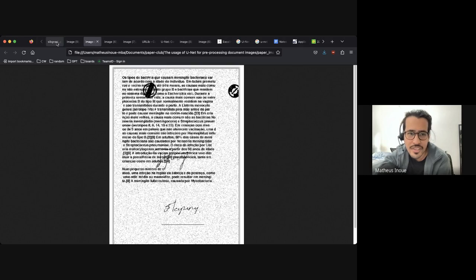So here is an example that they have in the image, so I think it's easier for you guys to see. Here, "os tipos de bactéria que causam meningite bacteriana." So we have some text from Wikipedia. And then you have this salt and pepper noise here, that is black spots. They add some signatures, some at the end of the image, and also some signatures over the text, and also some stamps over the image. So you have, like, they try to replicate what would be hard scenarios, right?